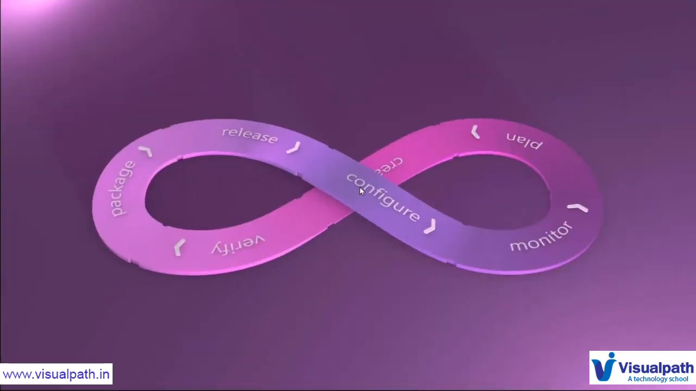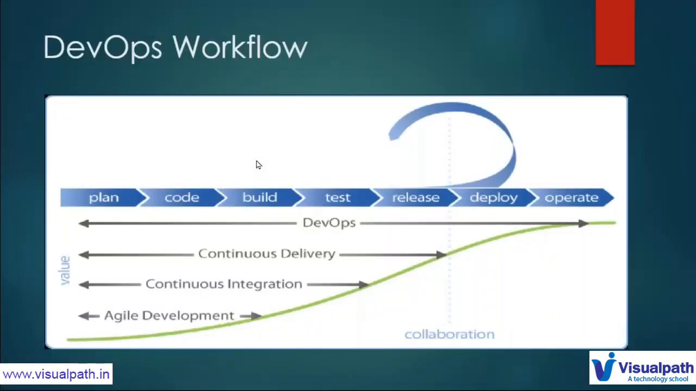And you must have seen this diagram, right? It's a continuous process. This diagram is an infinite loop, right? Your DevOps lifecycle is a continuous process, because there will be regular code changes and the entire story happens again and again.